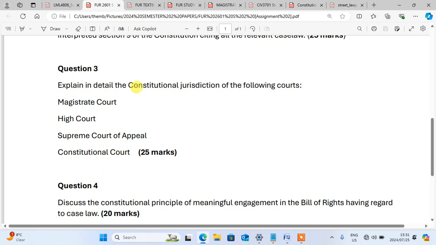Explain in detail the constitutional jurisdiction of the following courts: Magistrate, High Court, Supreme Court of Appeal, Constitutional Court. So we are explaining in detail the constitutional jurisdiction, not just a litigation jurisdiction, but constitutional jurisdiction, where those courts are standing with a constitutional jurisdiction.